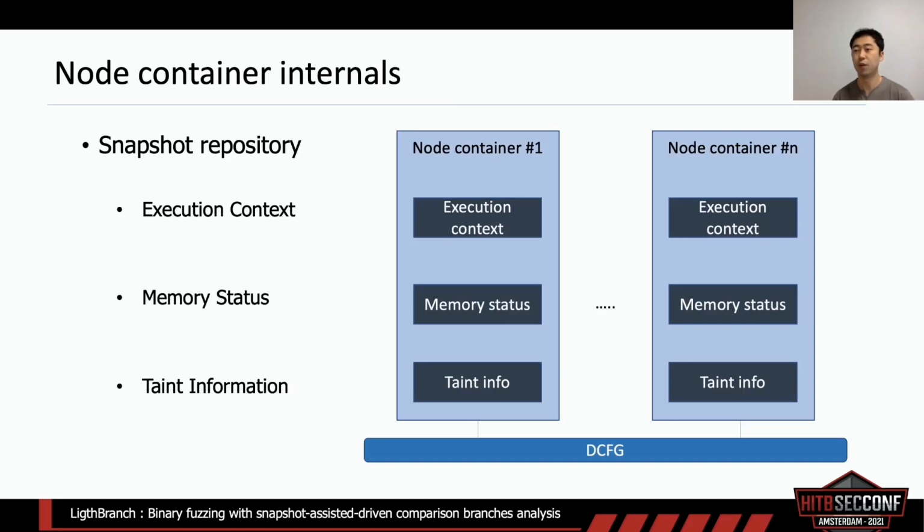Memory snapshot will be covered in detail later. And taint information is used when executing a different path after the snapshot is restored. This means that we can continue tracking taint propagation for other paths. These node containers are connected to each other using a single linked list.